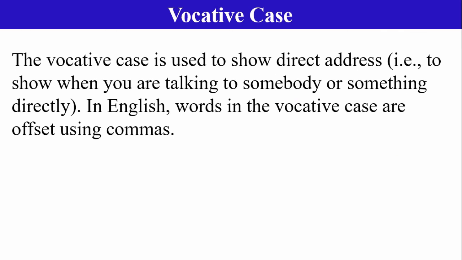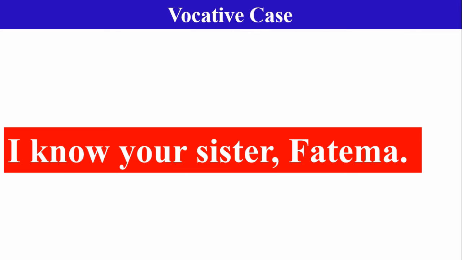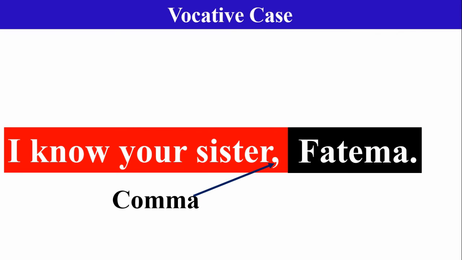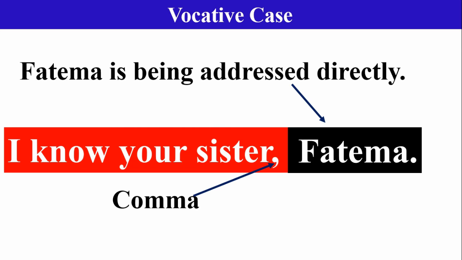The vocative case is used to show direct address. In English, words in the vocative case are offset using commas. I know your sister, Fatima. Here there is a comma and Fatima is being addressed directly. So here the word Fatima is vocative case.